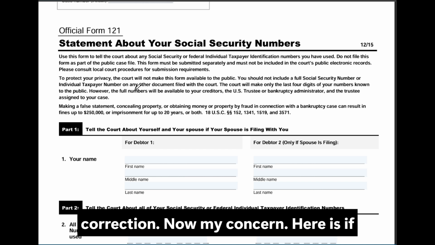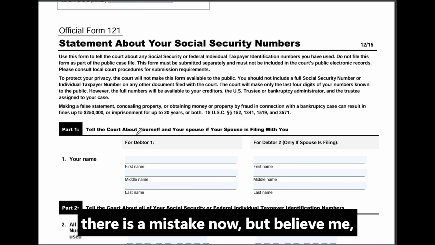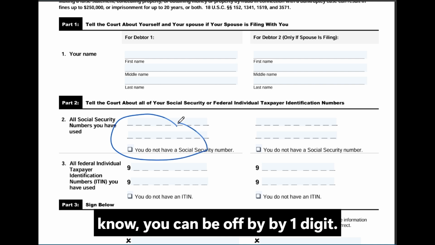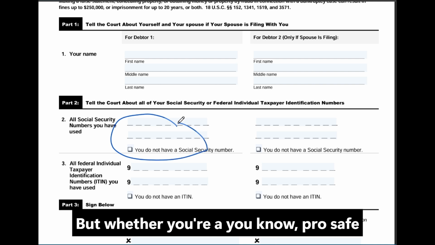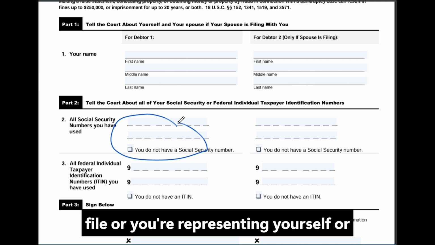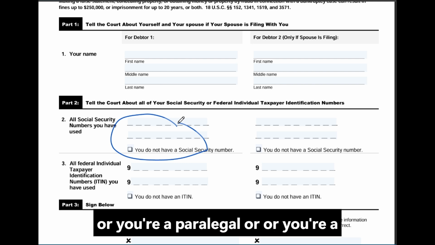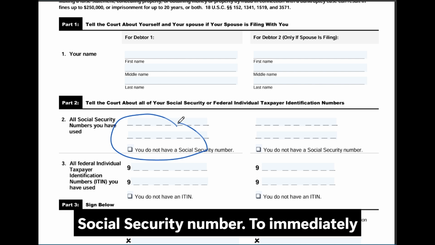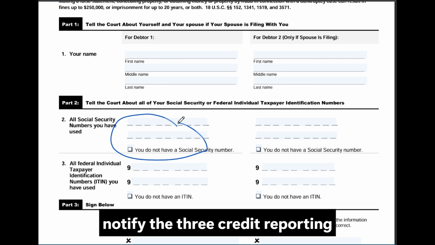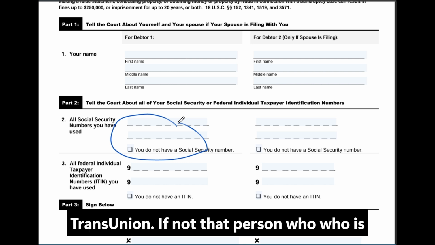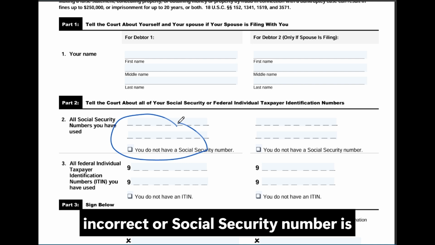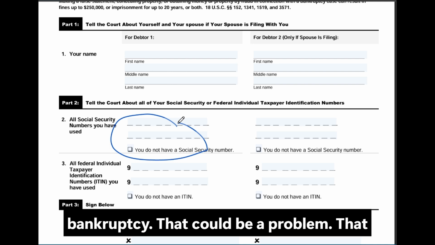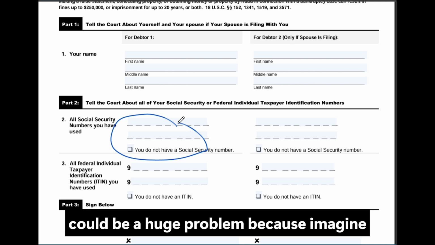Now, my concern here is if there is a mistake. But believe me, it happens. It's not a big deal. You can be off by one digit, but whether you're a pro se filer, you're representing yourself, or you're a paralegal, or you're a practicing attorney, the most important part is if there is a mistake with the social security number, to immediately notify the three credit reporting bureaus: Equifax, Experian, and TransUnion. If not, that person who is incorrect, their social security number is now going to look like they filed for bankruptcy. That could be a problem.